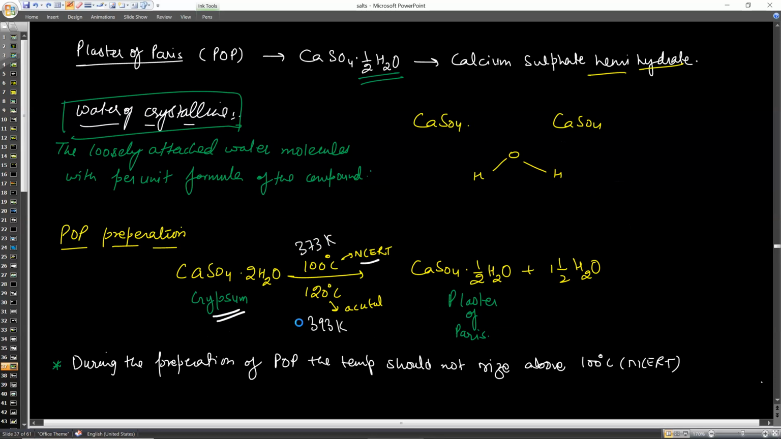Got it? If there is no option of 373, and the option is 393, then you have to take that one. The first preference will be given to this temperature, the second preference will be given to that temperature. Got it?